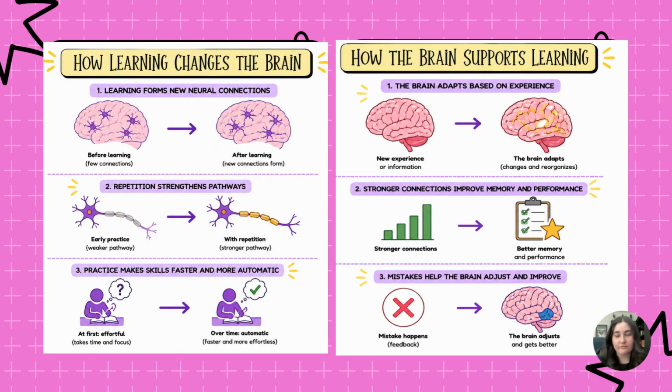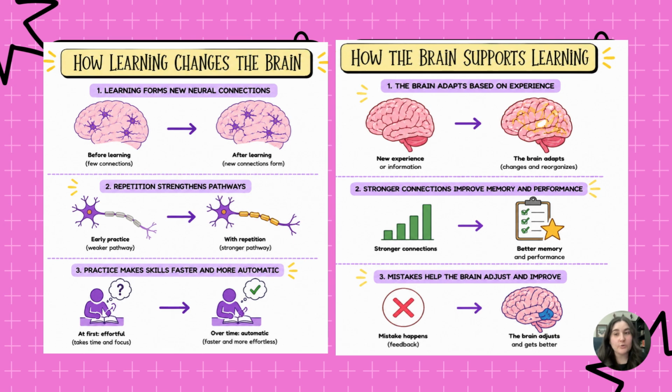This slide shows how learning and the brain influence each other. On the left, we can see how learning actually changes the brain. When we learn something new, the brain forms new neural connections. With repetition, those pathways get stronger, which is why practice is so important. Over time, skills become faster and more automatic because those connections are more efficient.